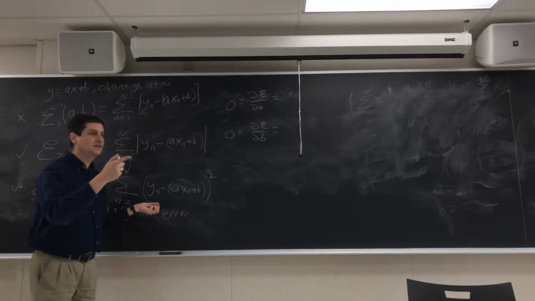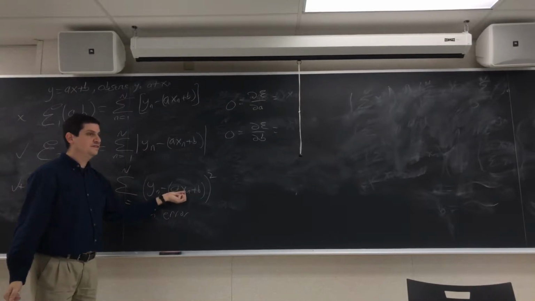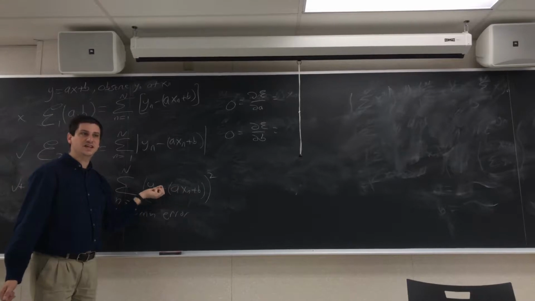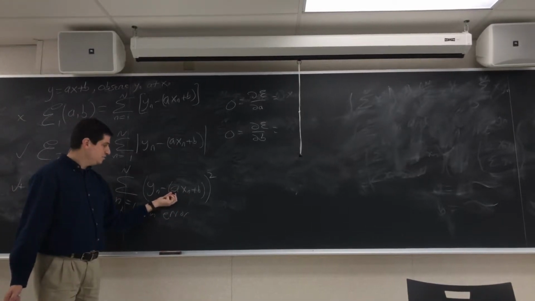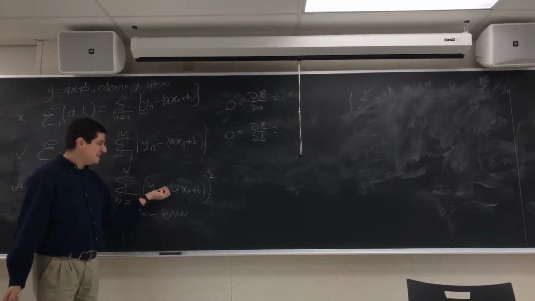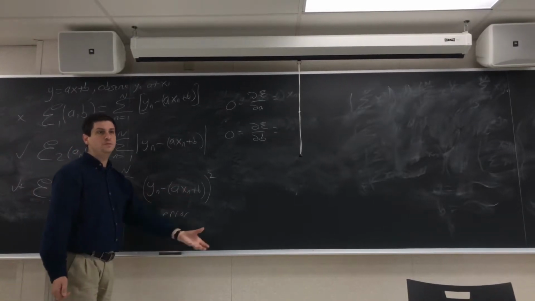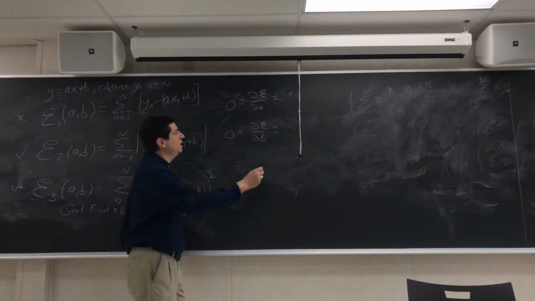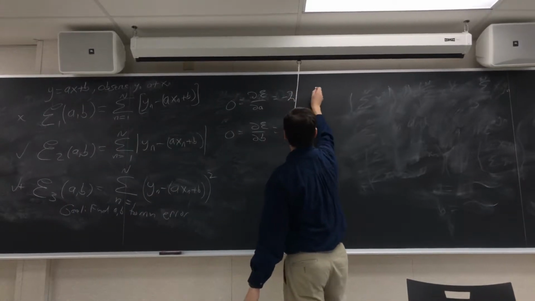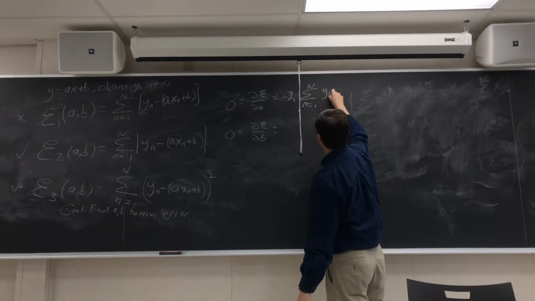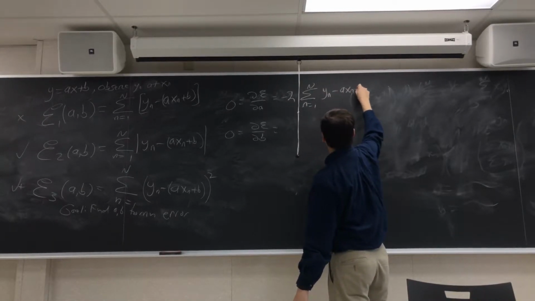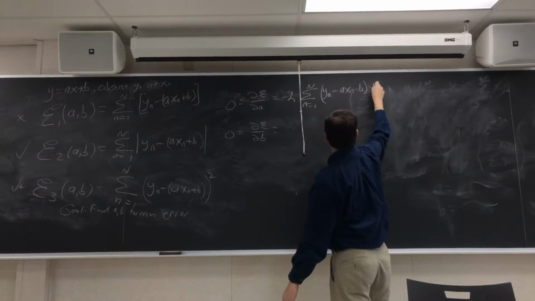Not negative n, negative xn. So what's a little bit confusing is xn and yn are not variables. They're fixed, they're observed. And when I take the derivative with respect to a, I get back a negative xn. So I can pull out the negative sign, I can pull out the 2, and I'll get negative 2, the sum, n goes from 1 to n, of yn minus a xn minus b times xn.